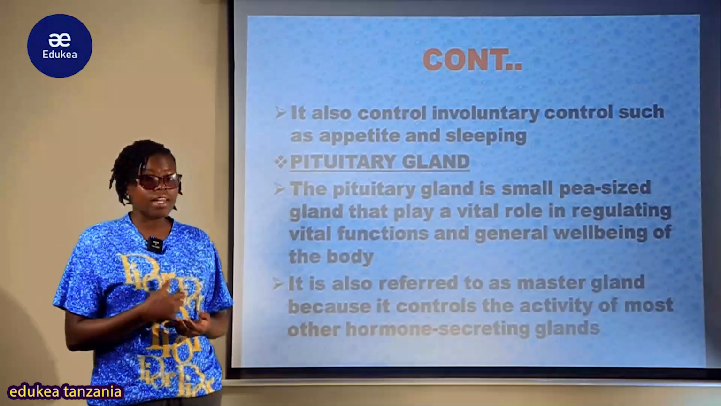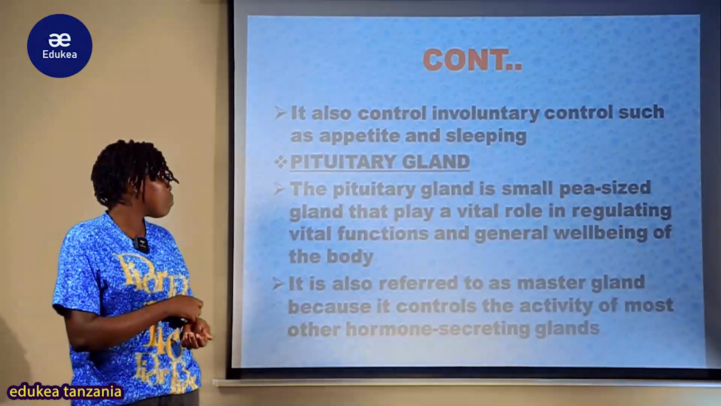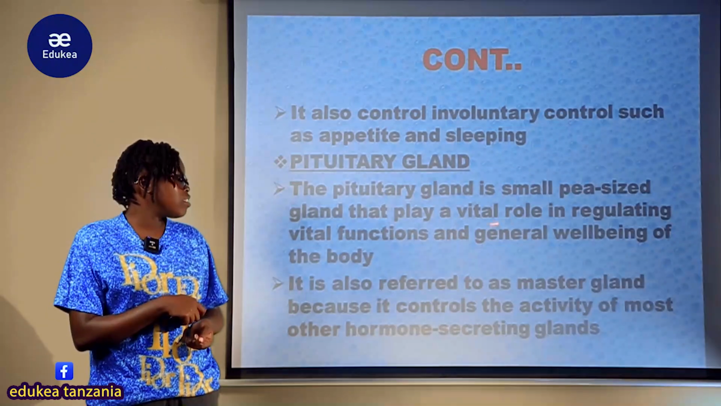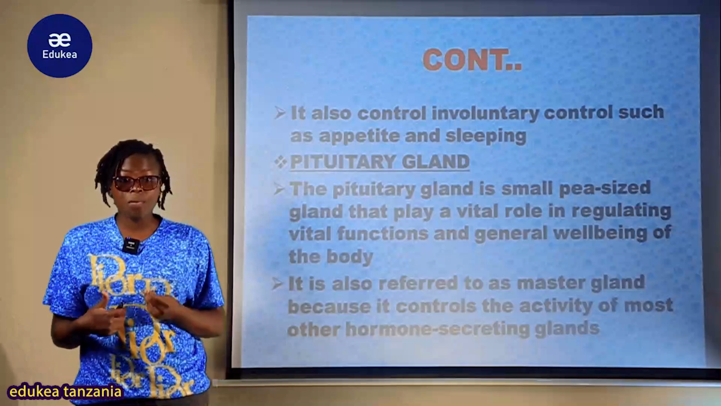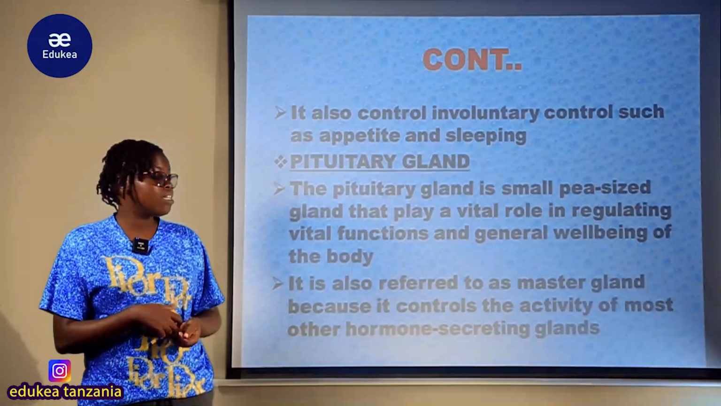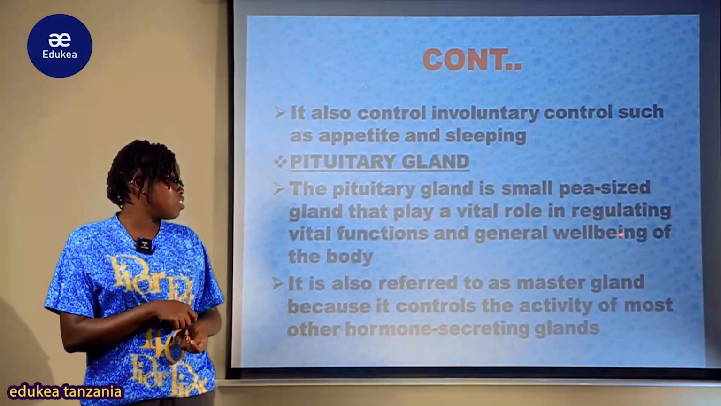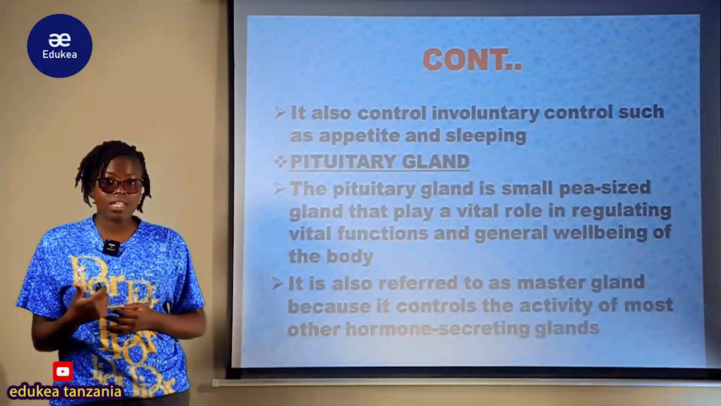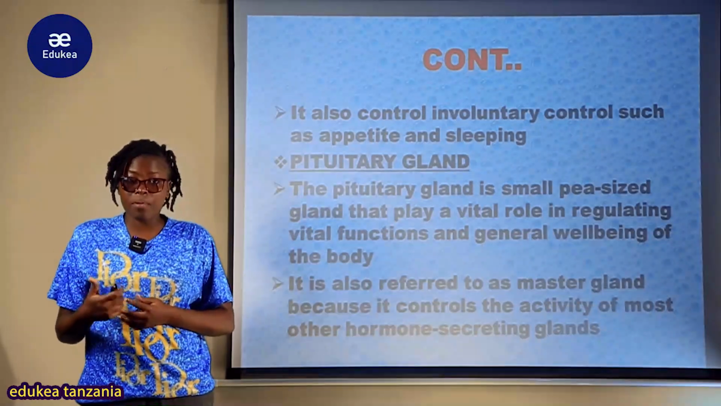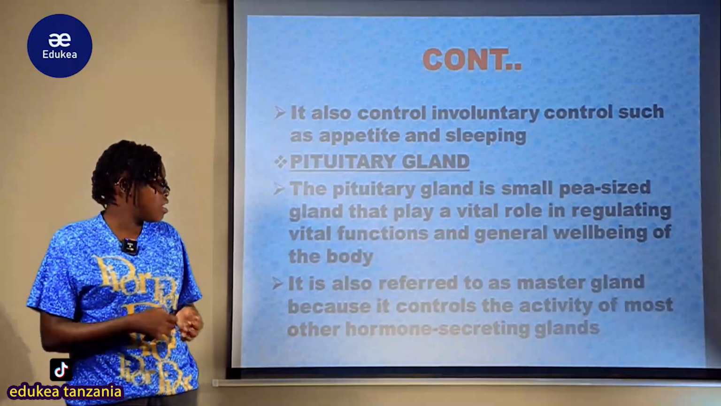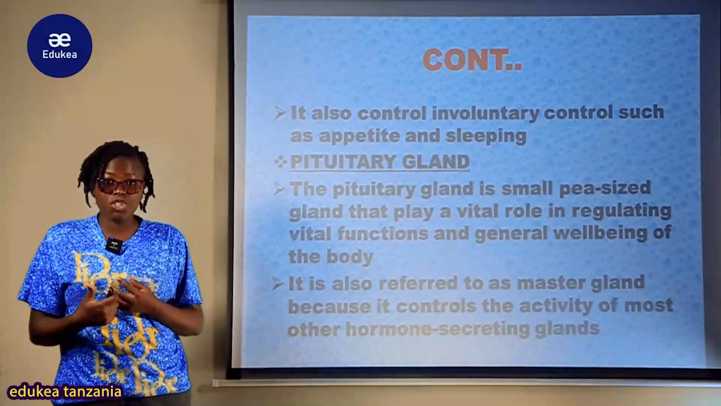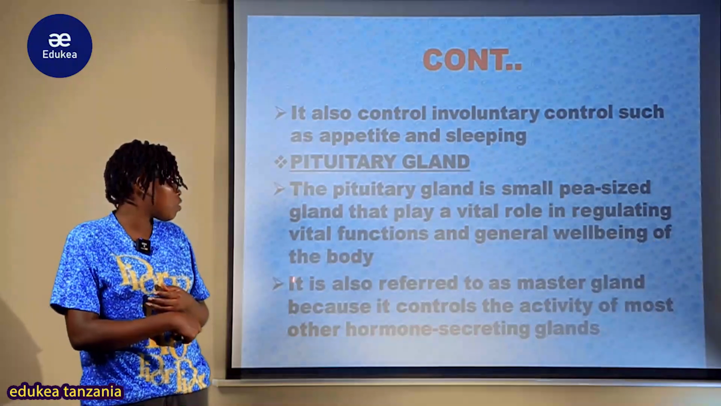So, the pituitary gland. When we talk about the pituitary gland, it is a small pear-sized gland that plays a vital role in regulating vital functions and the general well-being of the body. This is one of the structures of the pituitary gland, which is at the base, below the hypothalamus, and its work is to play a vital role in regulating different vital functions of the body of an organism and also the general well-being of the body.